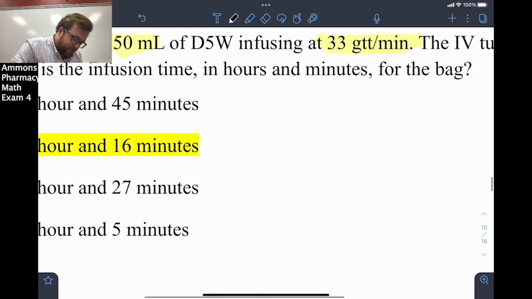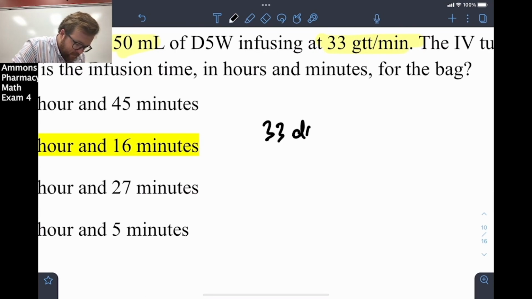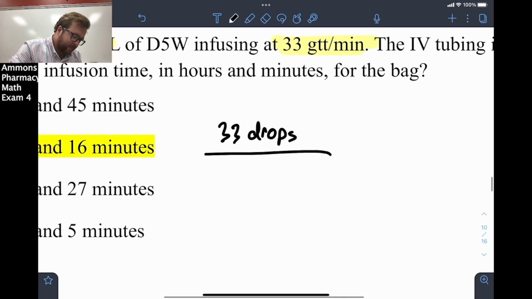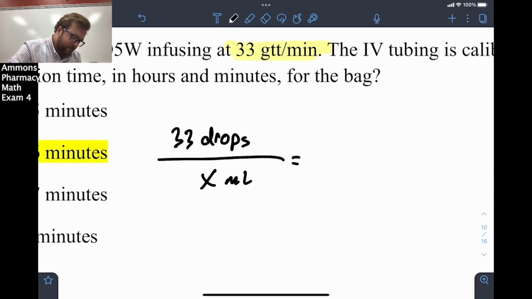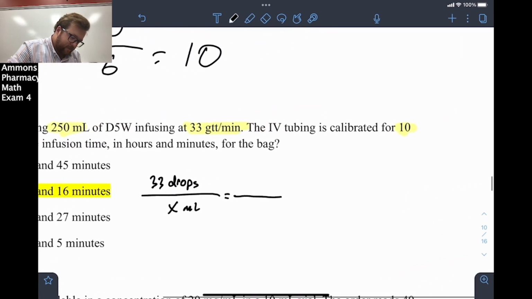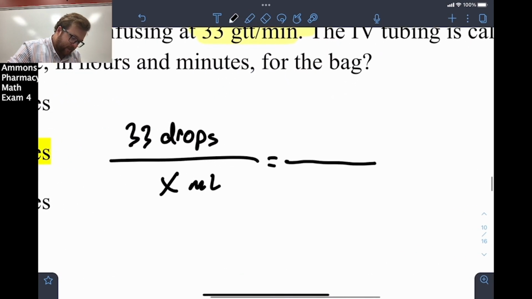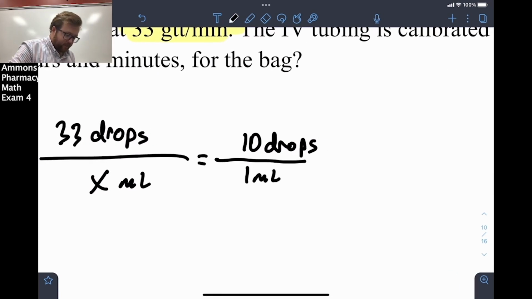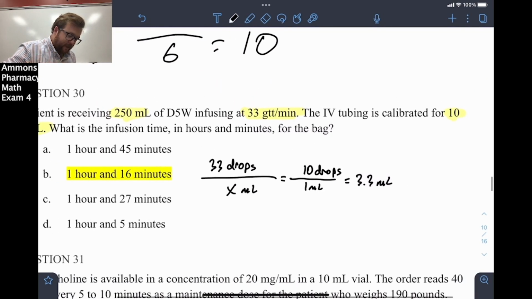So if we're sending 33 drops per minute, I don't know how many mils it is, right? Unless I use my conversion. So this is mils. And we need to know our drop conversion, which I already forgot. It's 10 drops per mil. So 33 divided by 10 is 3.3. So every minute, 3.3 mils are going by. Okay? Or whatever. You get it.